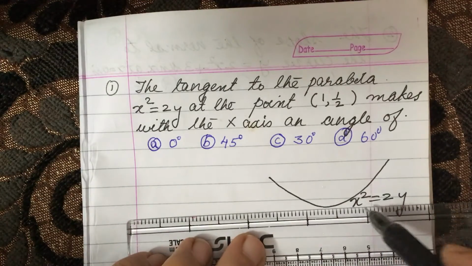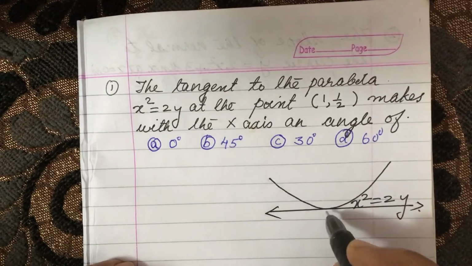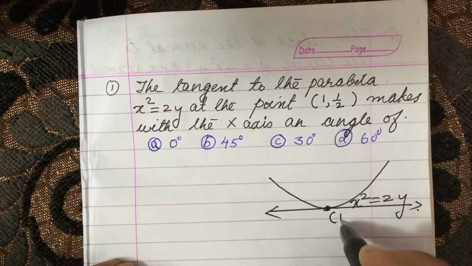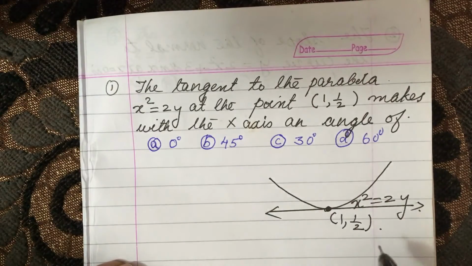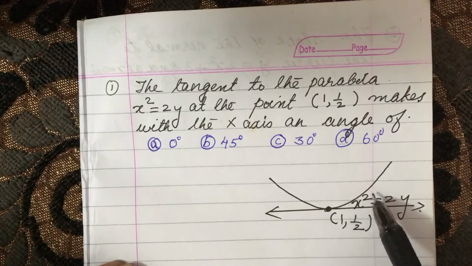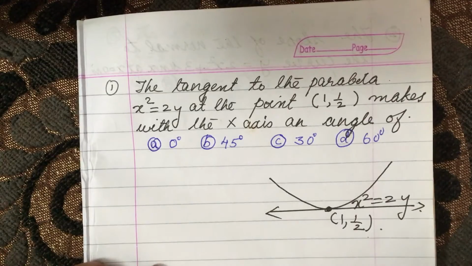Again, you can check whether (1, 1/2) is a point on the parabola or not. You can see here 1 square equal to 2 into 1 by 2. So this satisfies the equation. So it's a point of contact only.